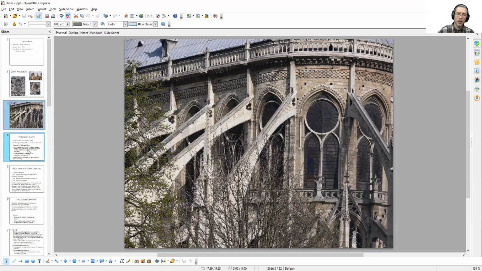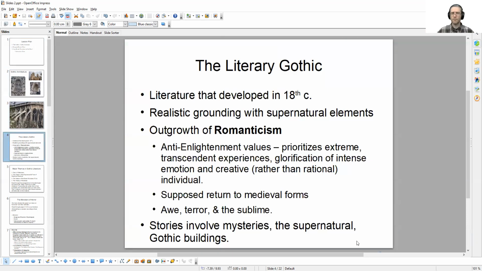Gothic literature functions in a fashion similar to this kind of architecture, in that it is defined by its elaborate and ornate structures. The literary Gothic evolved in predominantly the 18th century. Gothic fiction has a subgenre known as Gothic horror. It's a genre of literature that focuses on the interplay between horror, romance, and death.